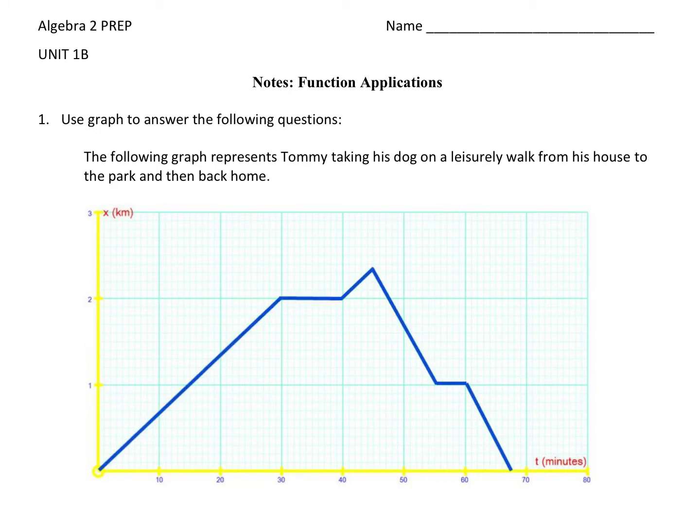In this video, we are going to do function applications. We are going to analyze real-world graphs using the knowledge that we already had.